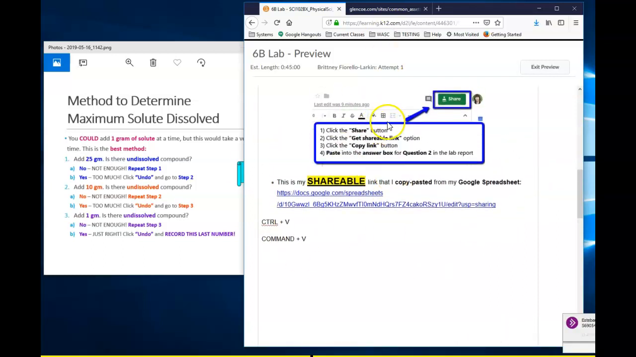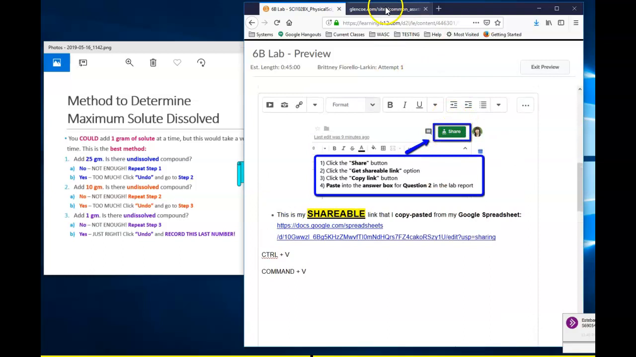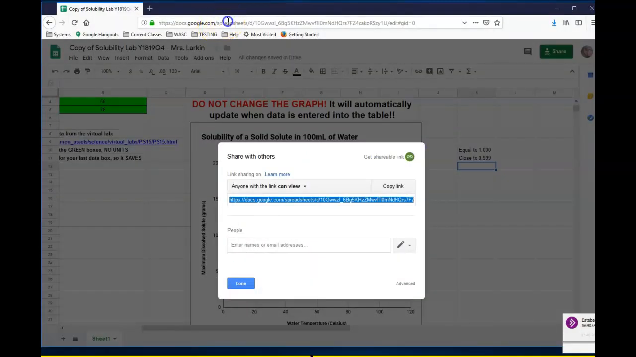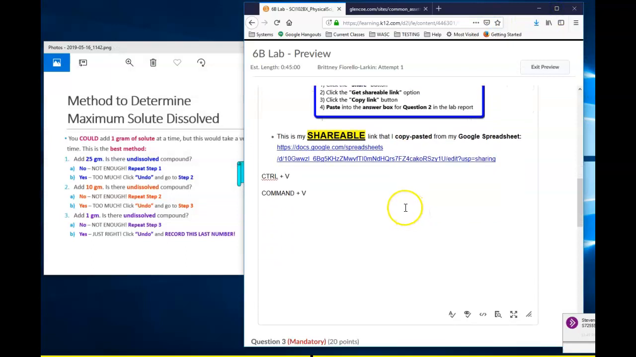Again, make sure you follow these instructions from the share button. Do not give me the copy link at the top because that is your personal link and you will automatically get a 0 because I won't be able to see your graph. Even if you spend a bunch of time making sure it's perfect, you'll get a 0 because I cannot see it. So make sure you follow the directions correctly.